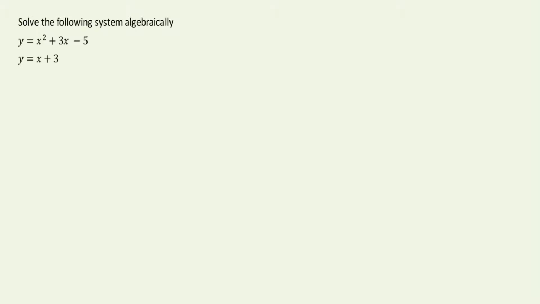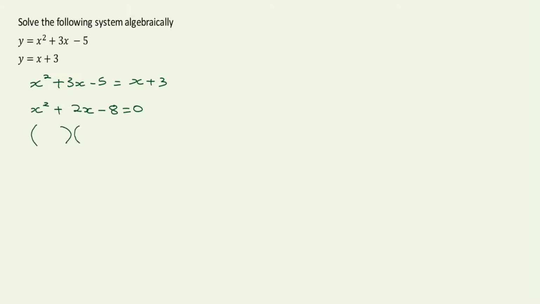So we want to solve y equals x squared plus 3x minus 5, and y equals x plus 3. Now we already have these equations in the desired form, so what we're going to end up with is x squared plus 3x minus 5 equals x plus 3. Now we're going to group common terms, so we have x squared plus 2x minus 8 equals 0. So we're going to factor this quadratic equation.